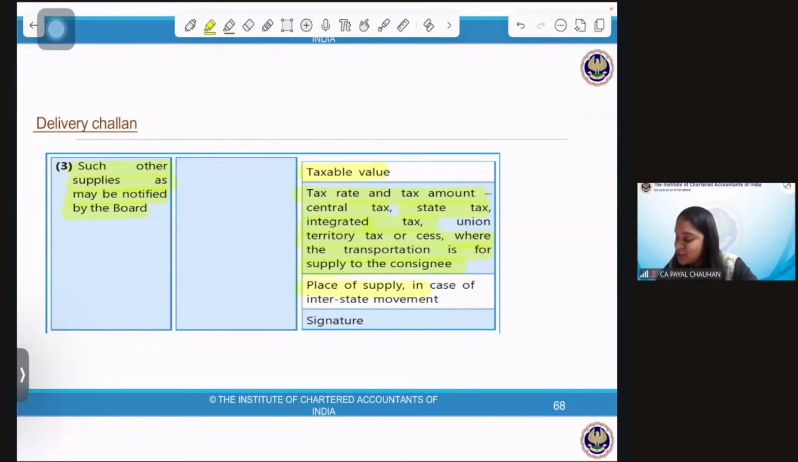Now, place of supply in case of interstate movement. You need to mention the place of supply if it is an interstate movement, and the signature.